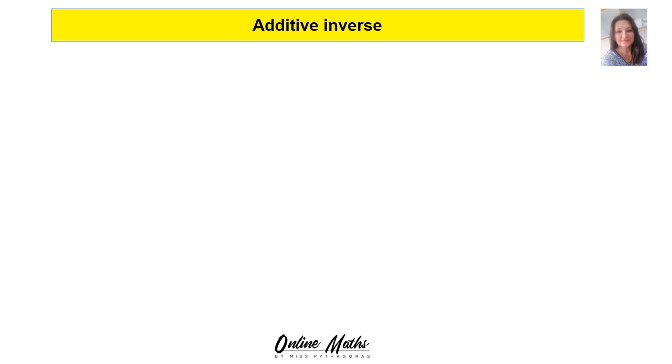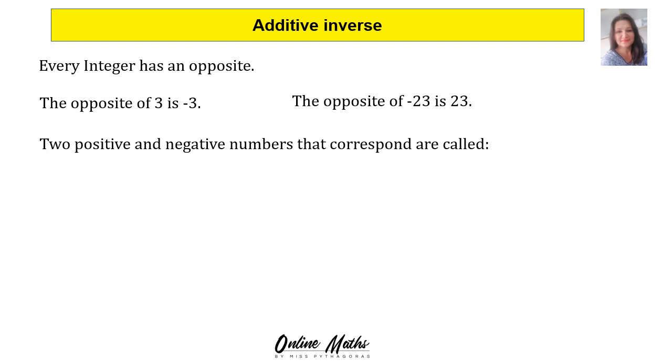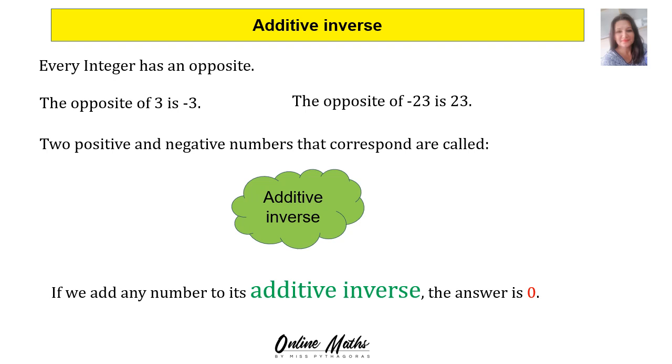Now I want to explain to you something we call the additive inverse. Now every integer has an opposite. The opposite of positive 3 is negative 3. The opposite of negative 23 is 23. Two positive and negative numbers that correspond are called, they are each other's additive inverse. If we add any number to its additive inverse, the answer is 0.